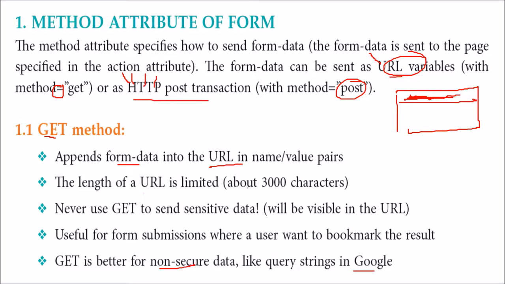The length is limited. Up to 3000 characters you can fill in. And if you have sensitive data, as I just said, your data will be shown here. It is visible to you, so it is visible to everyone around the globe. So if you have sensitive data, don't use get. But if you want to bookmark the result, you have a page, you bookmark it so that you can revisit it later. If you want to allow the user to bookmark, and you are making a website or a web application, then you can go for the get method.